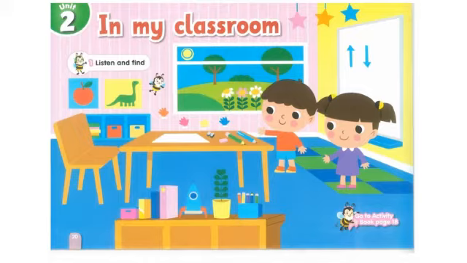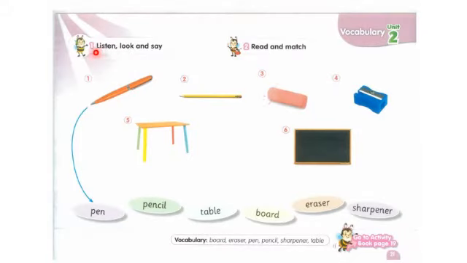Okay, next page. This exercise says listen, look, and say. We're going to look at each picture and try to repeat after me. Here, number 1, we have a pen. Pen. Number 2, pencil. Pencil. Number 3, eraser. Eraser. Number 4, sharpener. Sharpener. Number 5, table. Table. And number 6, board. Board.